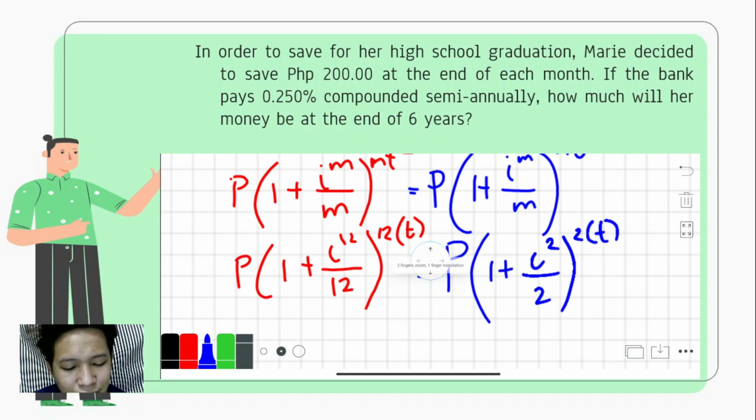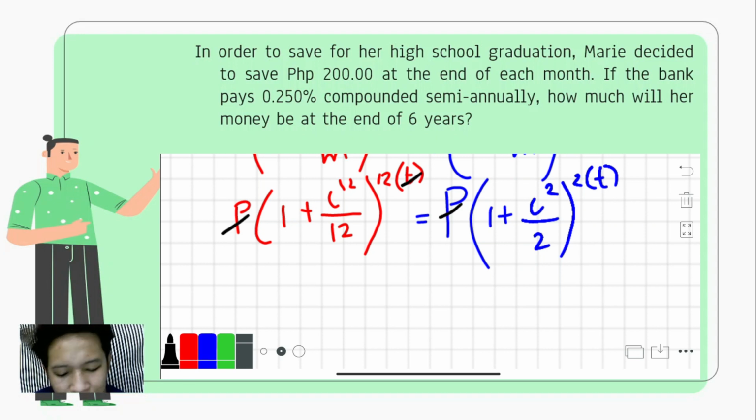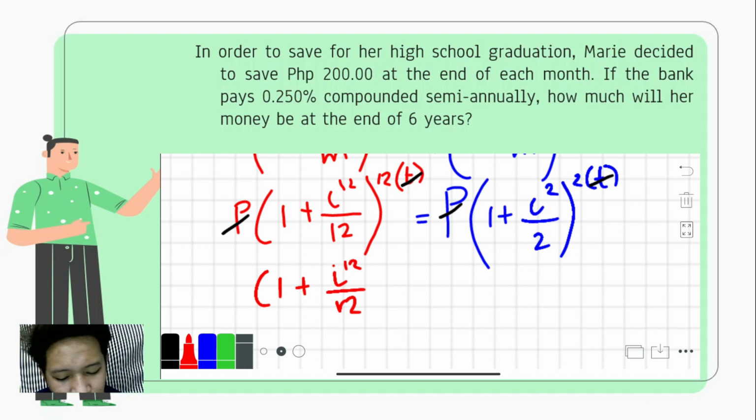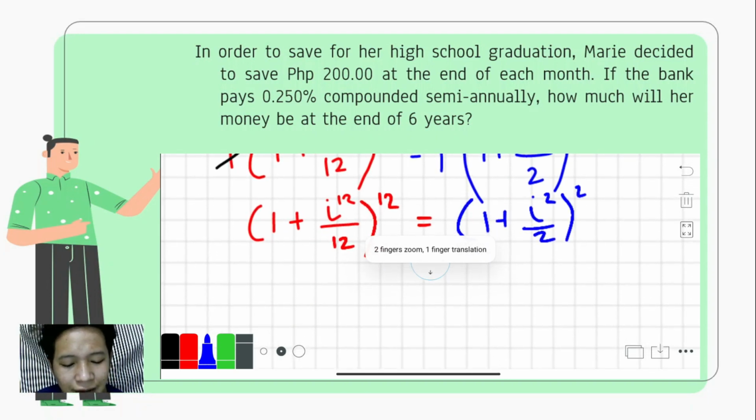And then, what we're going to do is to cancel all the what? The common factors, or yung common sa bawat side. So, pwede natin tanggalin yung P, pwede din yung t. Hence, we'll be having 1 plus i raised to 12 over 12, that's over 12 raised to 12 equals 1 plus i raised to 2 over 2 raised to 2. Okay po? And then, we plug in the values to our formula.